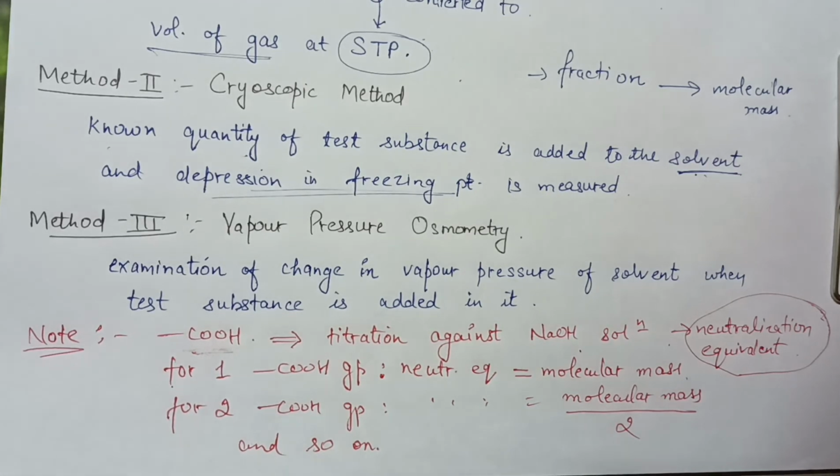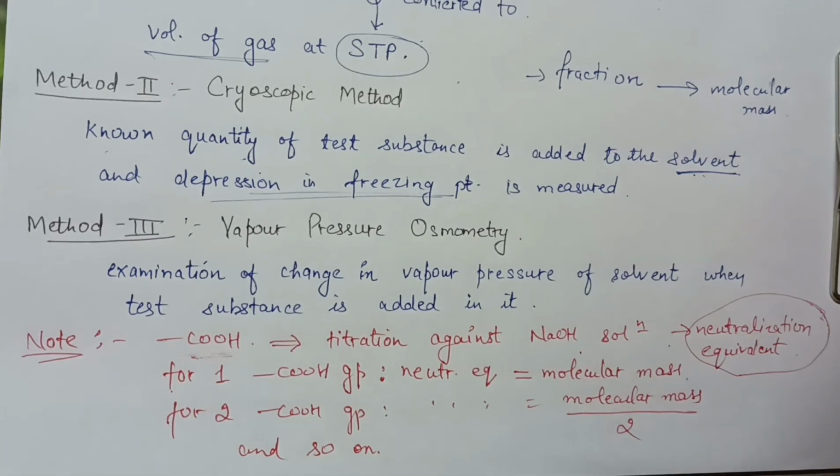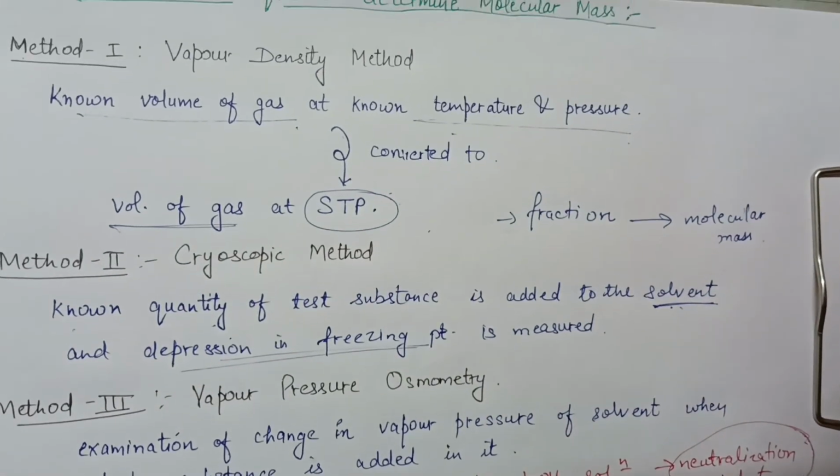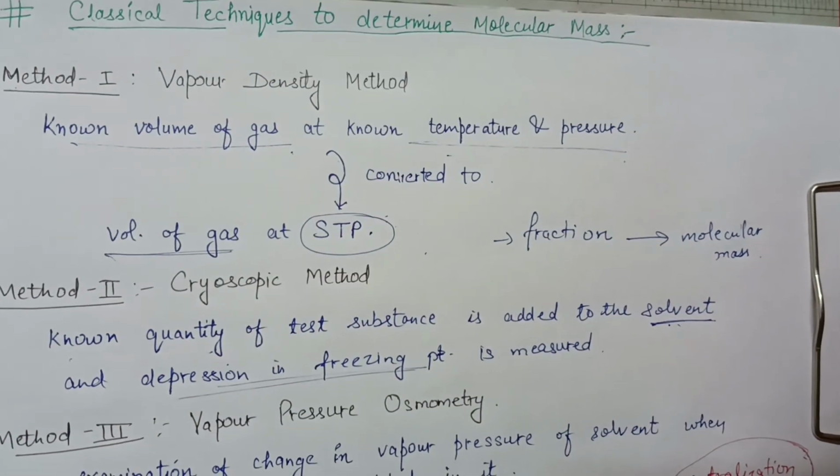So if we know the molecular mass, then we can find out the number of carboxylic groups, and vice versa. If we know the number of carboxylic groups, then we can find out the molecular mass of the unknown compound. So this is a note point, a very important point out of these determinations. All of this information comes from these classical techniques, which were initially used. That's why we have not gone into a thorough study of each of these methods.